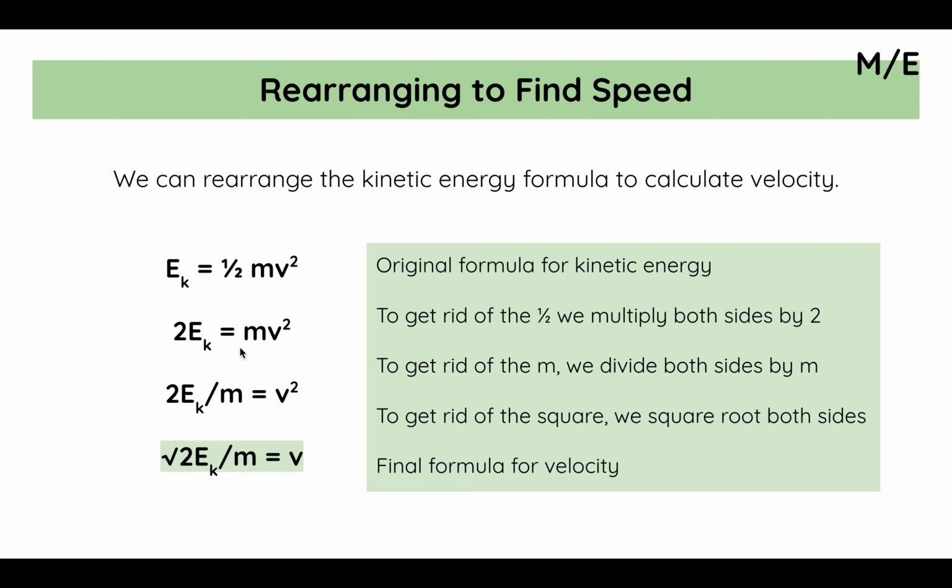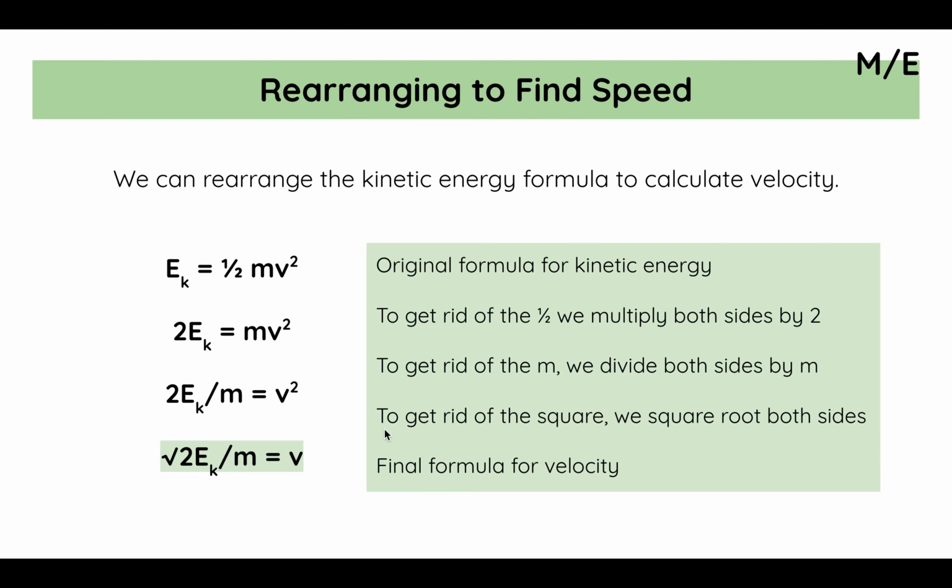I don't need to write the 1. But there's no numbers on this side. So 2 times 1 is 2. So I need to write a 2 there. Then I would like to get rid of the mass because I'm trying to find speed. So to get rid of the mass, we divide both sides by m. So I'm going to divide both sides by m. That gets rid of my m on the right hand side. And then I've got to divide it by m on the left hand side.